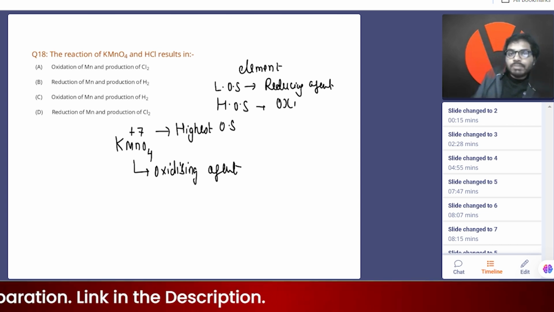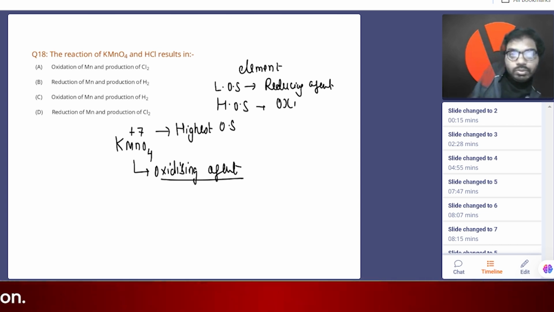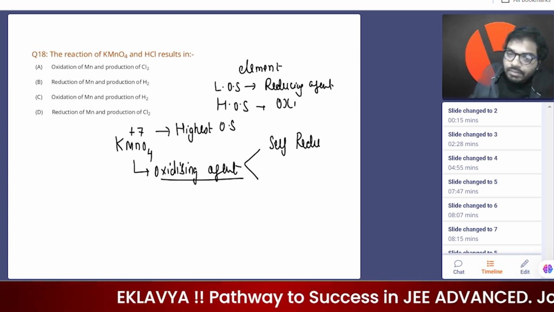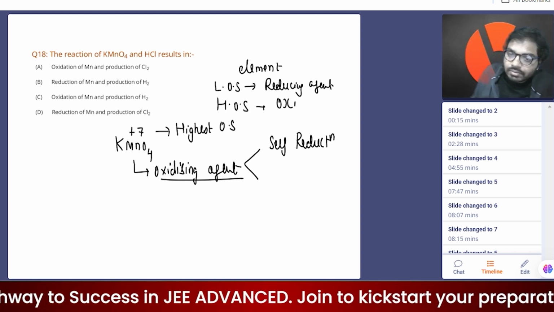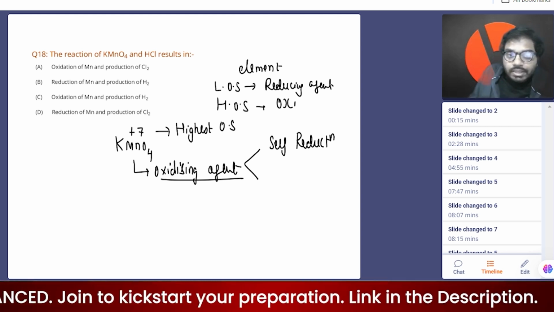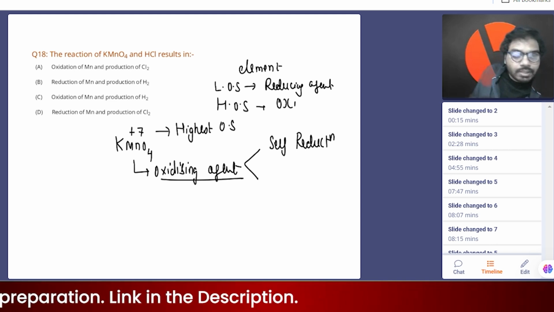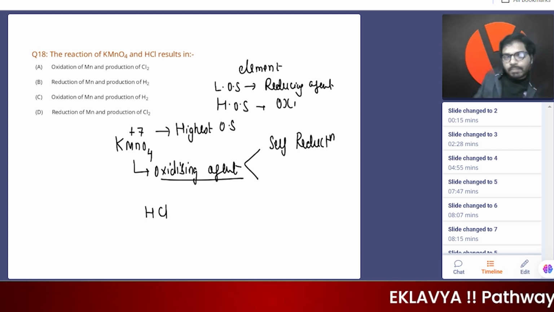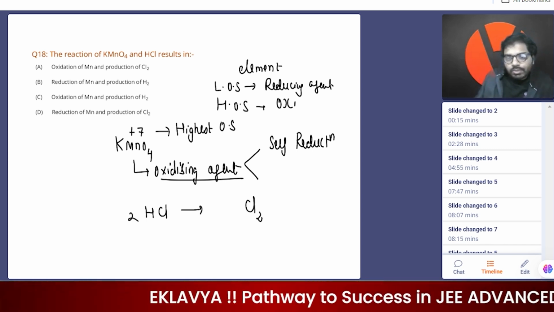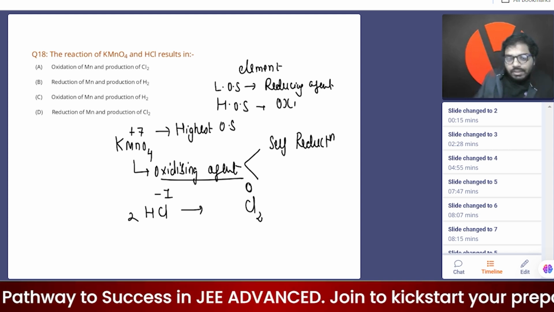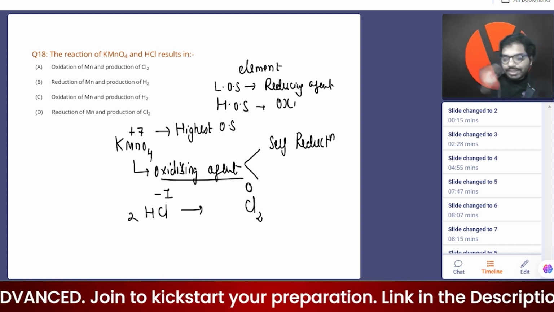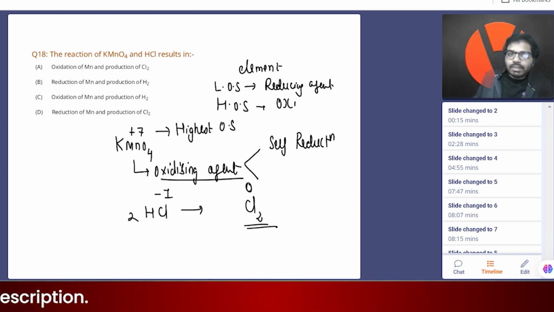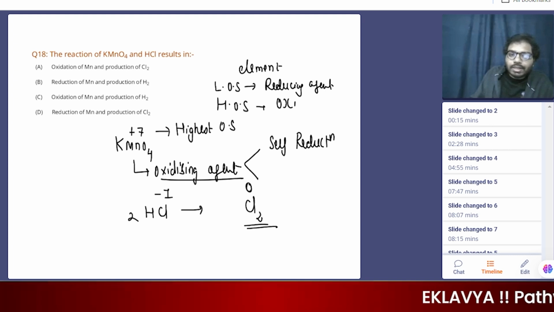So what is the possibility here? We will check the possibility here. So it acts as an oxidizing agent, oxidizes the other, and itself undergoes the reduction. Fine. So the reduction of Mn will occur. So I can say the A and C options are already eliminated. And production of the Cl2 will occur. So what will happen here? This 2 HCl will form the Cl2. So here it is -1, and here chlorine will become 0. The oxidation state of the chlorine will go from -1 to 0. So production of the chlorine gas will occur. So for this question, the correct option here is D.